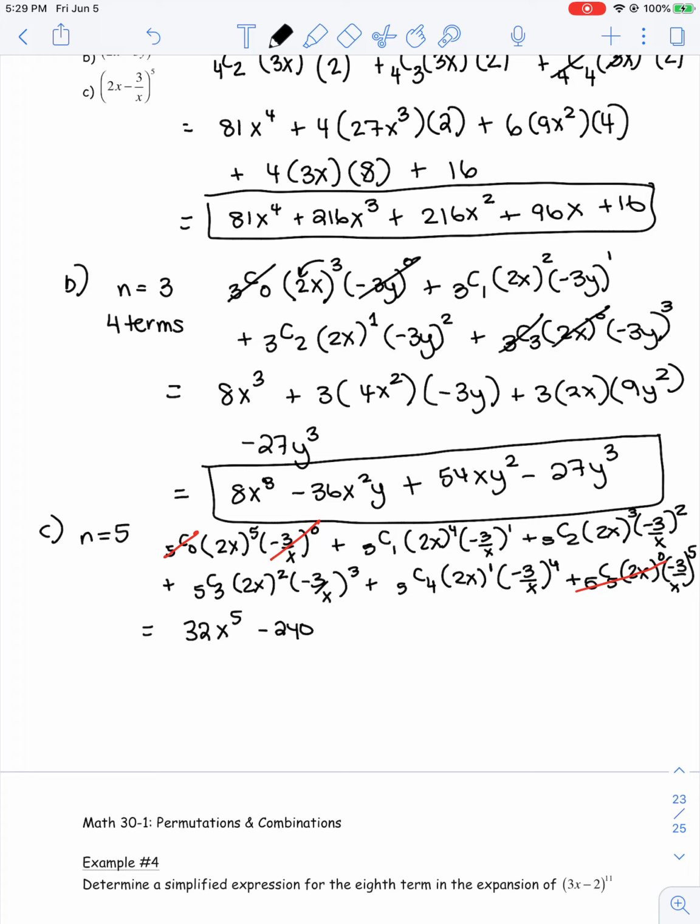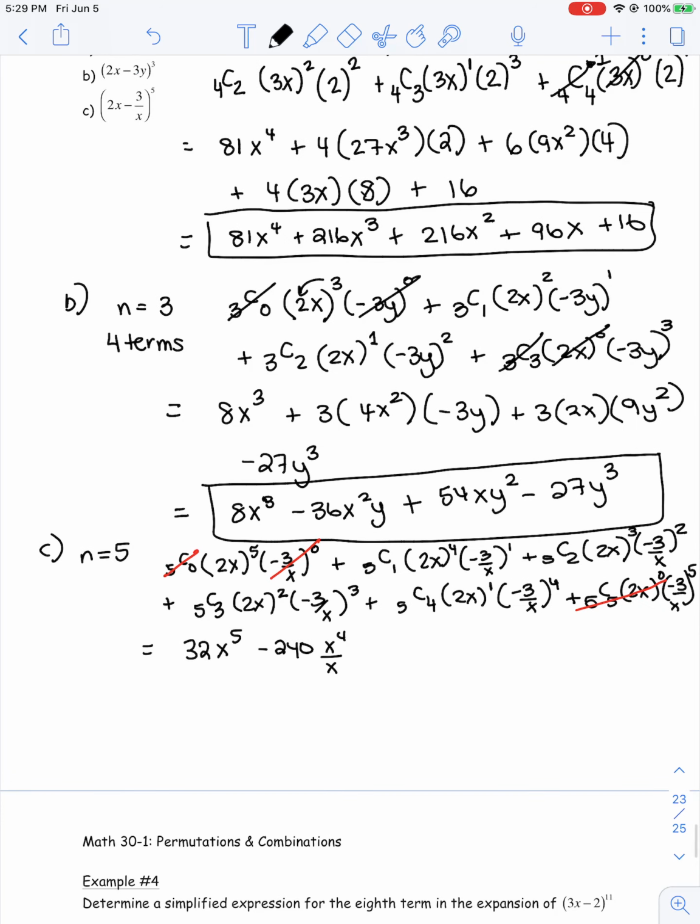Okay, so in your calculators, what you're doing is 5, which is 5 choose 1, times 2 to the power of 4 and times negative 3. So negative 240. And then we have x^4 divided by x, just x. So that will simplify eventually. So any variables at the top will simplify with the variables at the bottom. So that's our second term. We still have to simplify that, but we will do that in the next step.